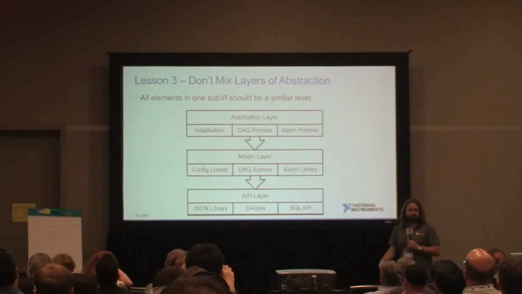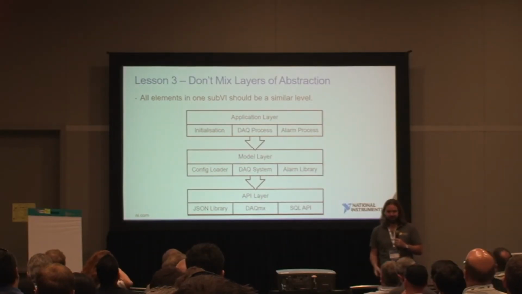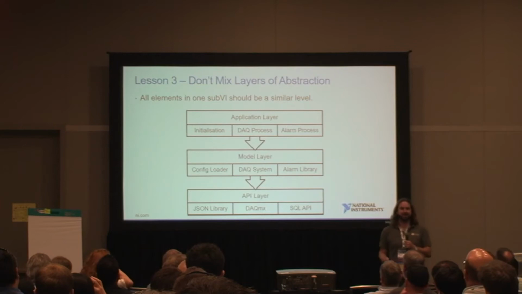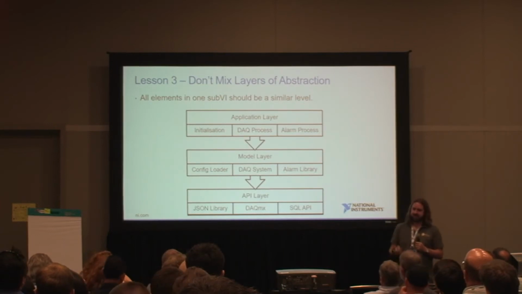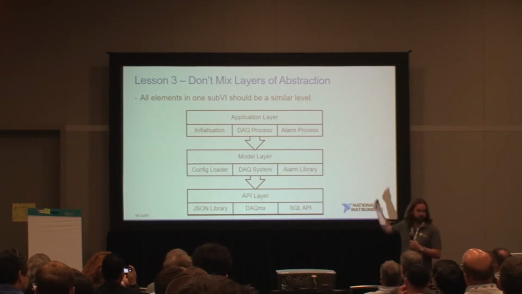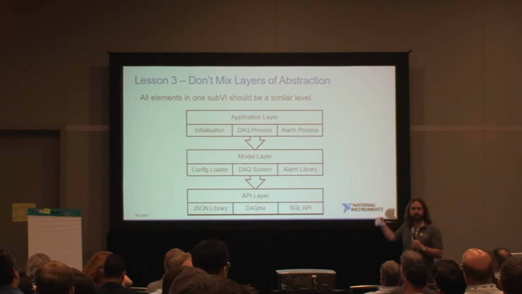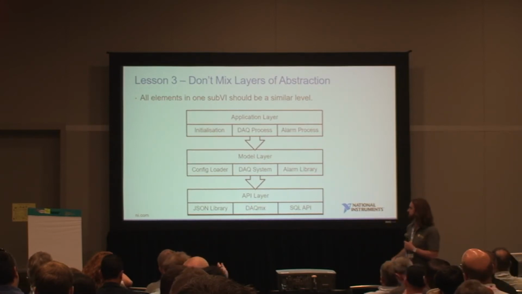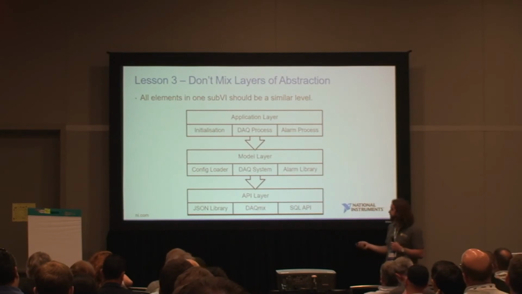Lesson 3 is don't mix levels of abstraction. And again, let me define what I mean by a level of abstraction. We find that software tends to have these kind of natural layers to it. It's kind of what we saw in the last one with having a test and a main switch and then the DAC MX API. I've got another example here for that DAC process with an alarm.